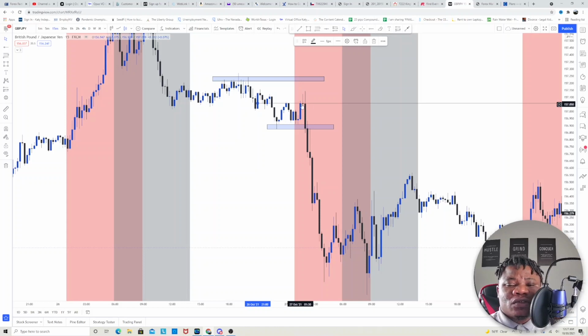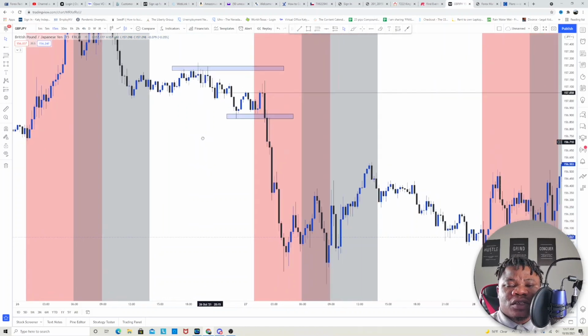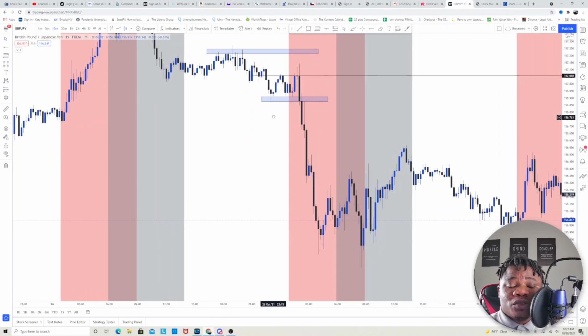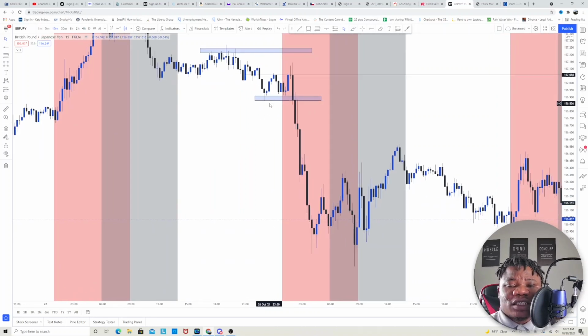Now coming into the London session, this is the time for us to sit down and wait for our entry to take whatever position, be it a buy position or a sell position. But during this London session, we can see that price broke the low of the Asian session. Once we see that price broke the low of our Asian session, now it's time for us to get in a sell position.